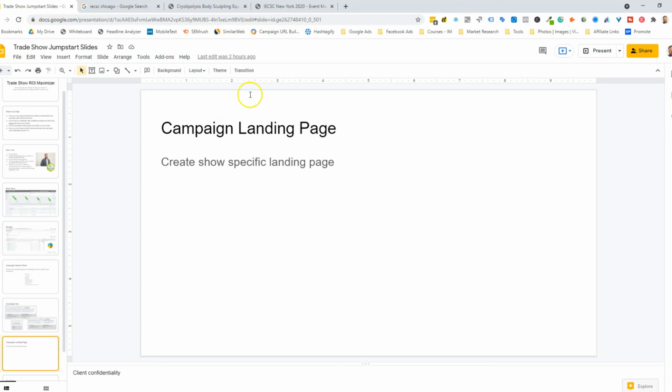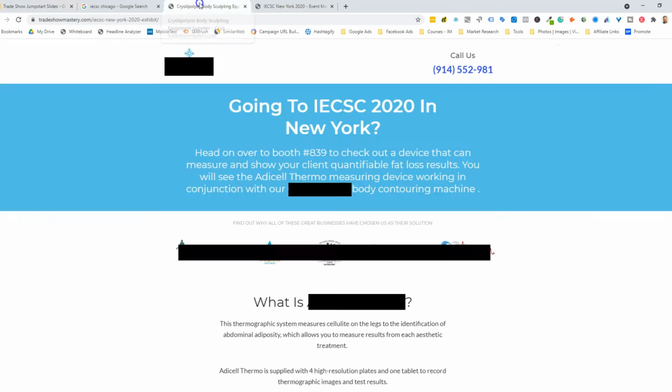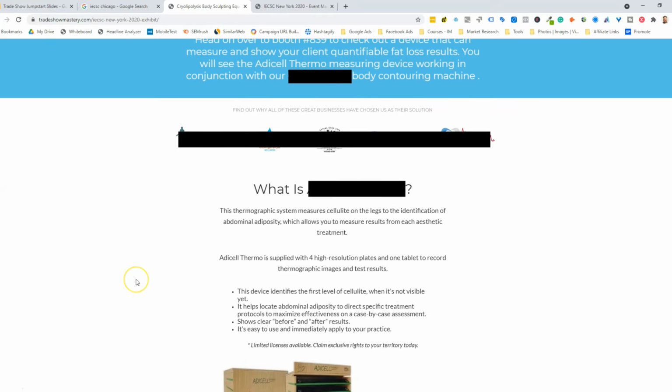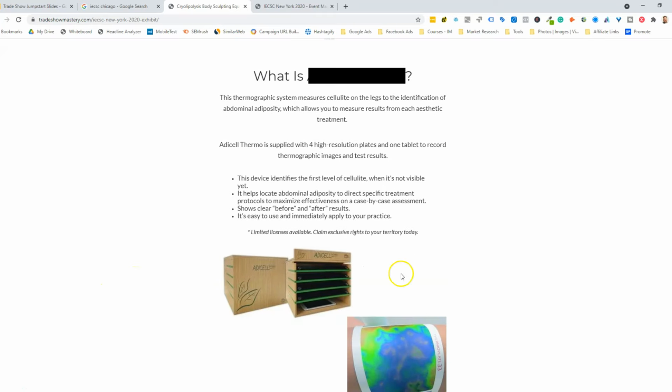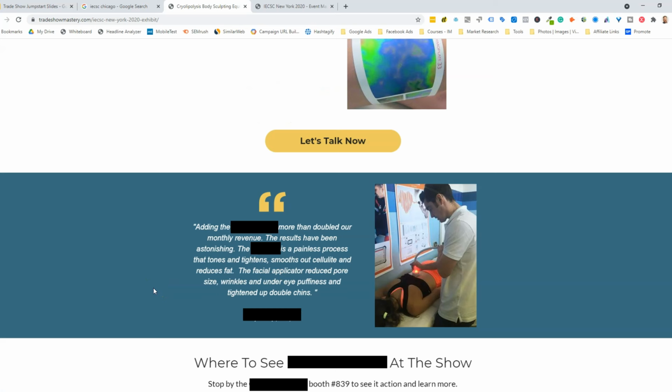And I'm going to show you an example right now of one that we created for this same campaign. And you can see here, again, I'm calling out the person, making sure that they're actually going to the trade show. And we're going to instruct them on what they need to do: head over to booth 839 and tell them how we're going to help them. Then as we scroll down the page, we're going to show them a little bit more about our product. We've got a call to action here, which is going to take them to a form that I'm going to show you in a minute.